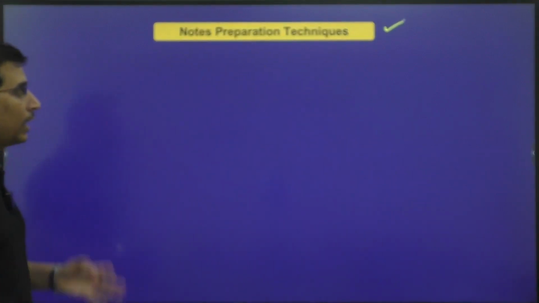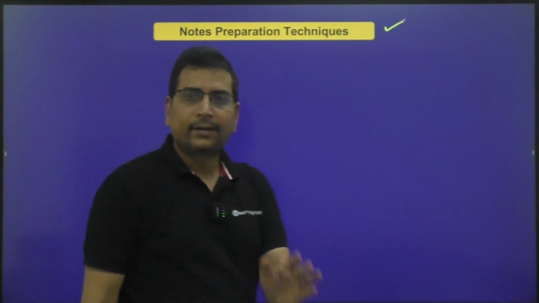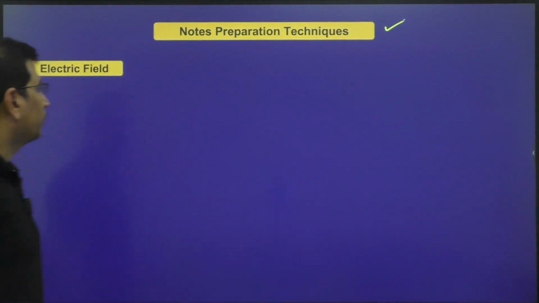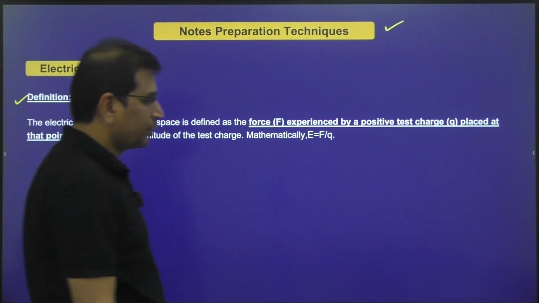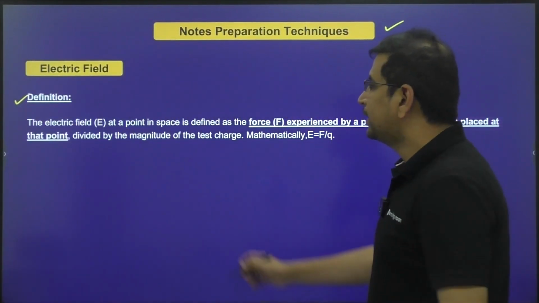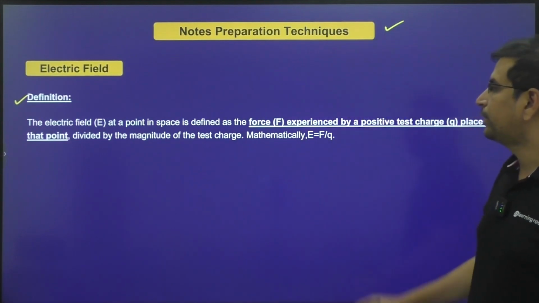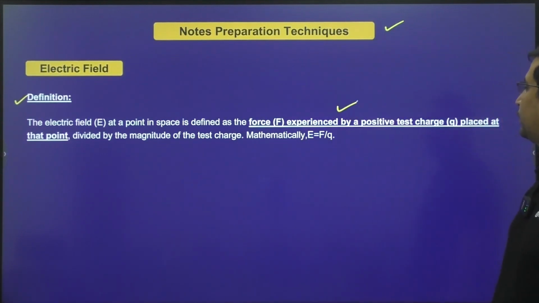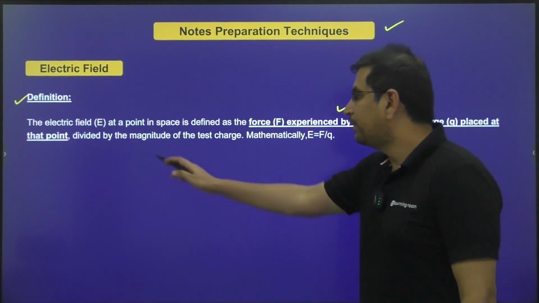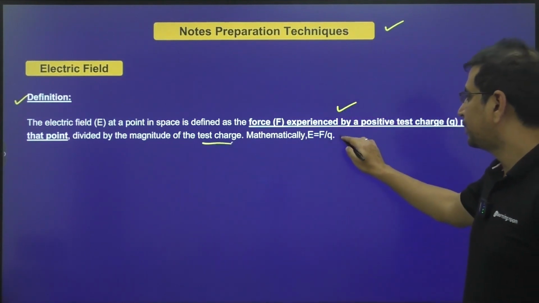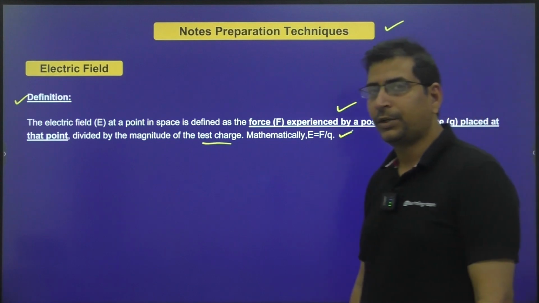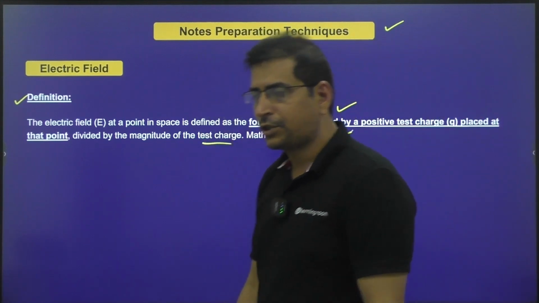So here, our topic is going to be electric field, for which the first thing that I'm going to do is take the definition of it. So what is the definition of it? The electric field at a point in space is defined as the force experienced by a positive test charge placed at that point divided by the magnitude of the test charge. So mathematically, it is represented as E is equal to F by Q. So I'm done with the definition.